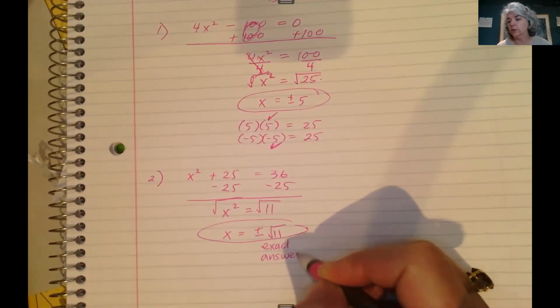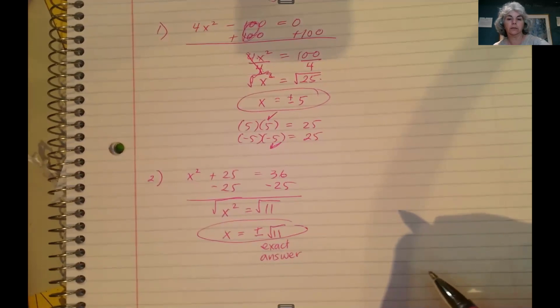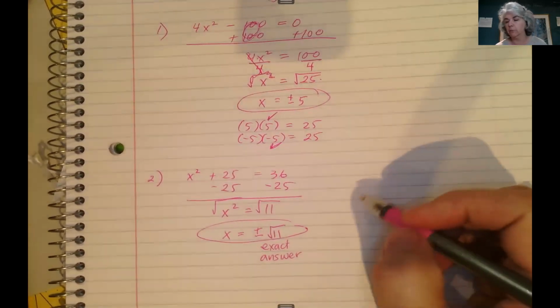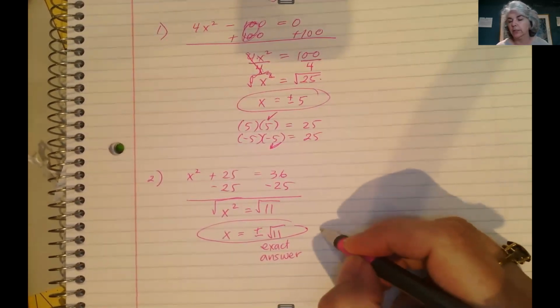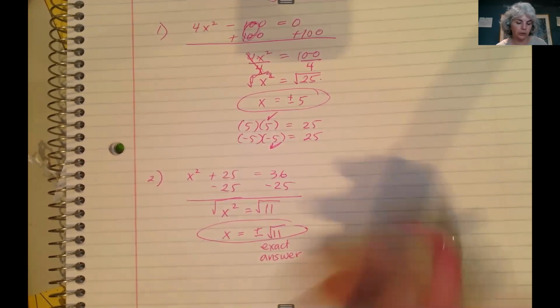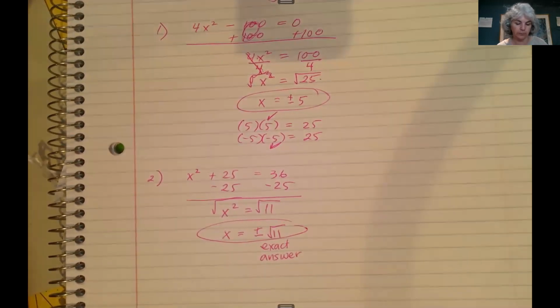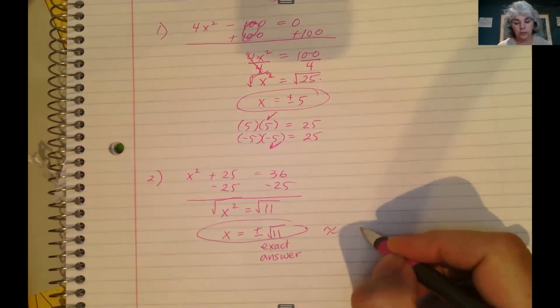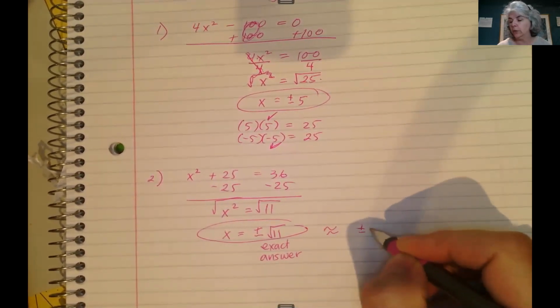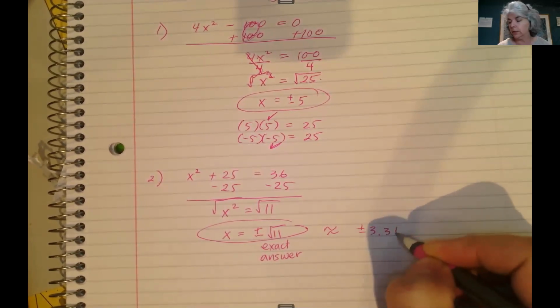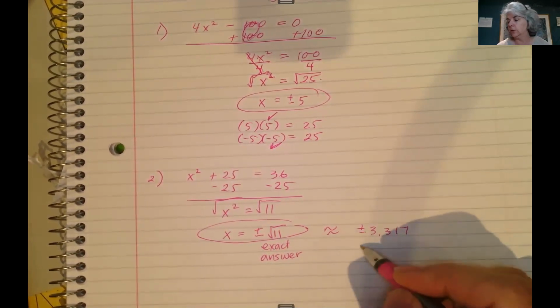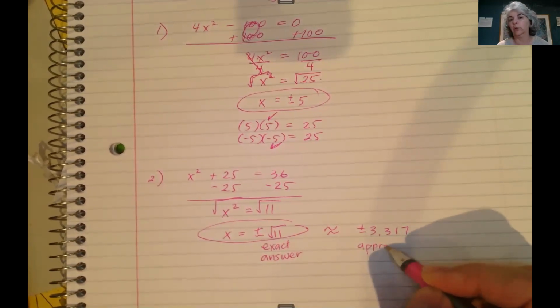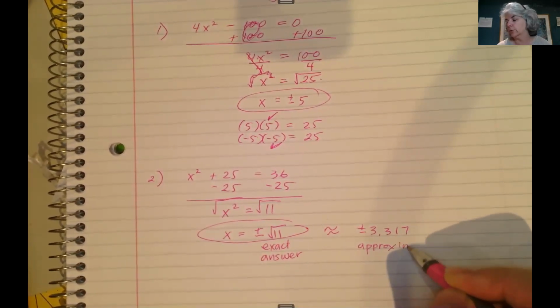If I wanted to know what that is as an approximate answer, maybe I just can't picture what the square root of 11 is, then you can put that into your calculator, square root of 11, and you will get an approximate answer, plus or minus, again, 3.317. This is your approximate answer because we have to round the decimal.